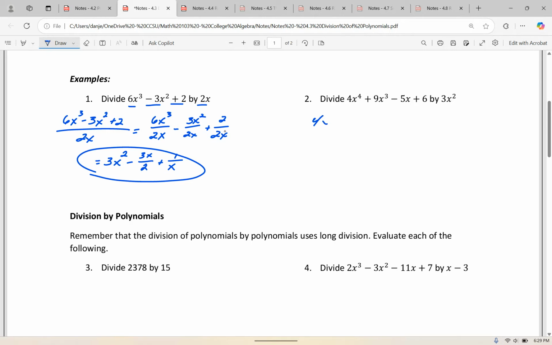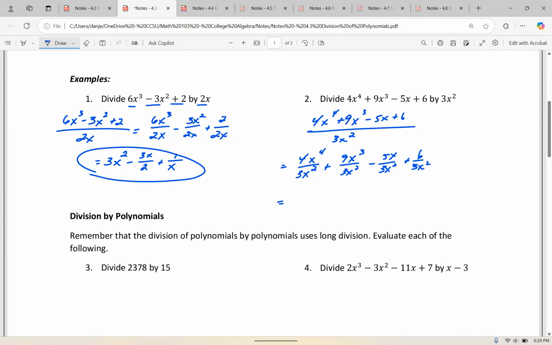Number 2, 4x to the fourth plus 9x to the third minus 5x plus 6. We're going to divide all of that by 3x squared. Again, that's the same as dividing each individual term by the 3x squared. And then I'm going to go back and do each individually. So notice, first of all, 4 divided by 3 isn't going to reduce. I'm going to leave it 4 divided by 3.